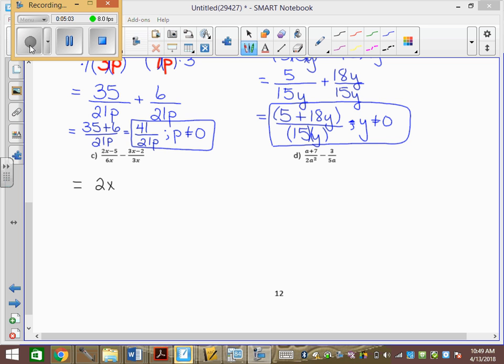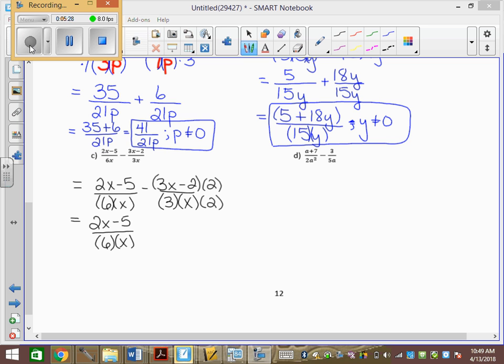We have (2x minus 5) over 6 times x. What do they share in common right now? An x. The only thing is the right-hand side needs a 2, correct? So we're going to get (2x minus 5) over 6x minus (6x minus 4) all over 6x.